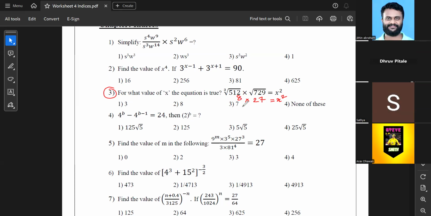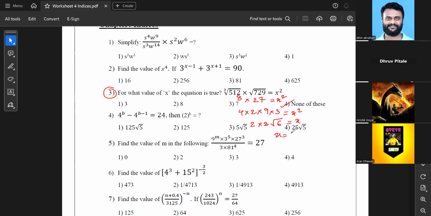So I'll break the numbers. This 8 is definitely not a perfect square, so I'll break it into 4 multiplied by 2. 27 is also not a perfect square, so I'll break it into 9 multiplied by 3, which is equal to x squared. When I take the square root, 4 becomes 2, 9 becomes 3, and then 3 into 2 is the root of 6. So your answer is basically 6 root 6, the value of x. Okay? So, sir, none of these. None of these, yes.